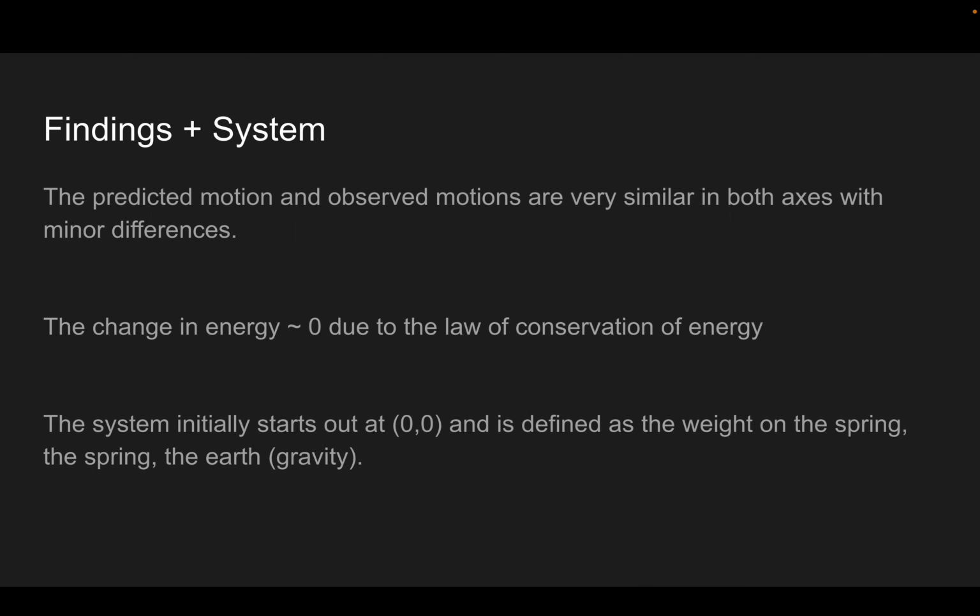Our basic findings are that the predicted motion and observed motions for the spring system, which I'll describe soon, were very similar in both axes, the x and the y, with minor differences. And the change in energy in the system was around zero due to the law of conservation of energy, with probably some small discrepancies due to unaccounted for factors. The system initially starts out at 0, and is defined as the weight on the spring, and the earth, which is gravity.